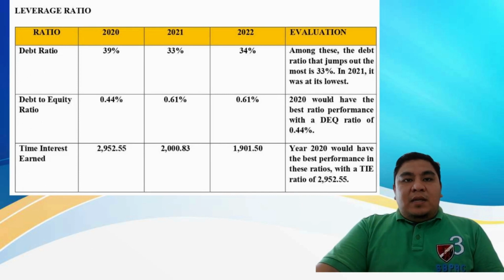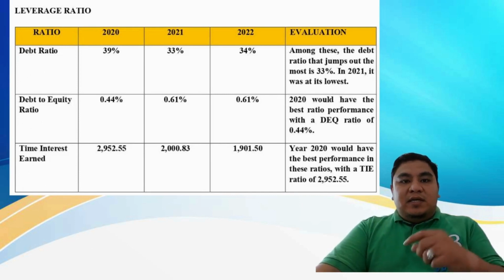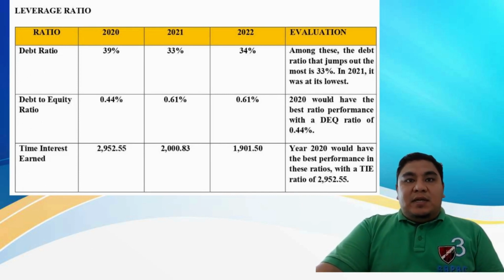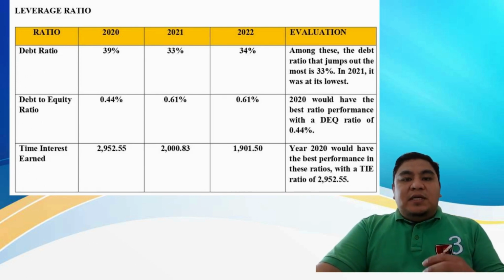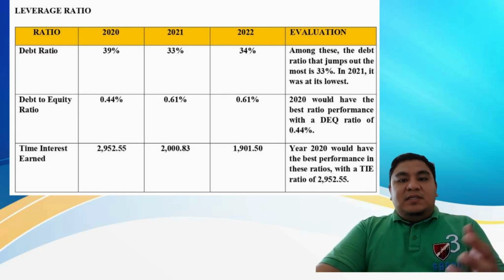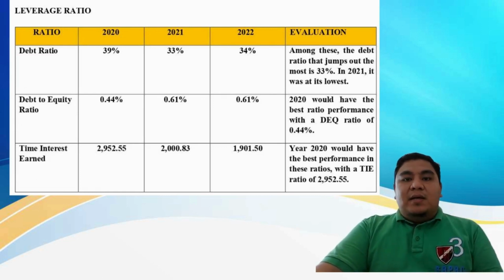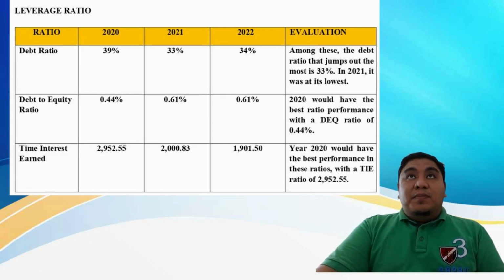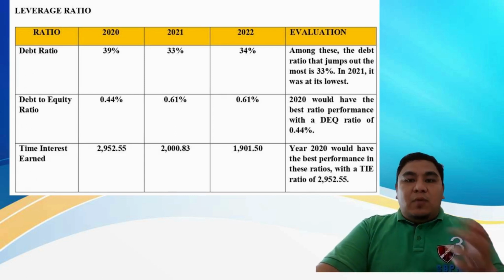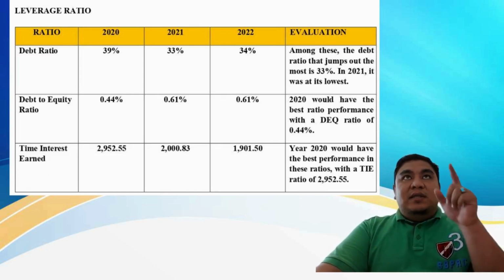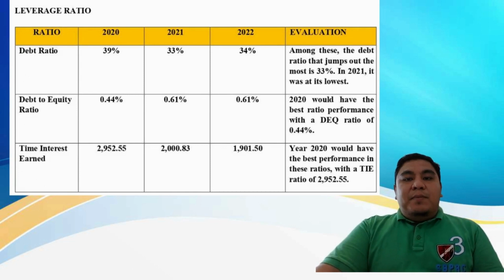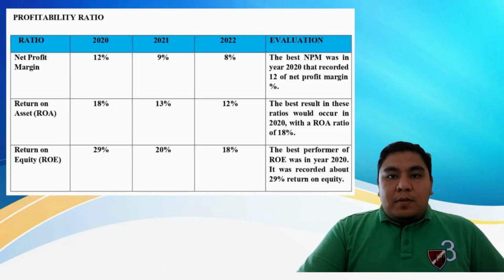Okay. Then time interest earned. What is the time interest earned ratio? The time interest earned ratio measures a company's ability to service its interest, to pay back its interest expense obligation based on its current operating income. Otherwise known as the interest coverage ratio, the TIE ratio measures the credit health of a borrower.